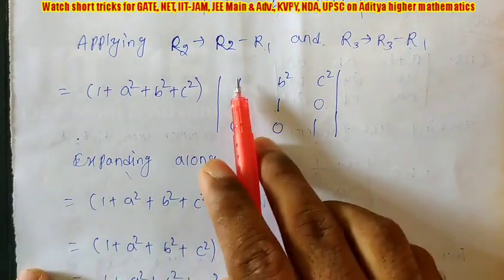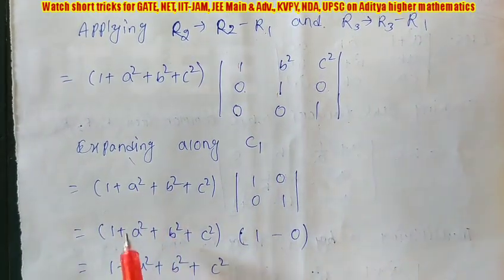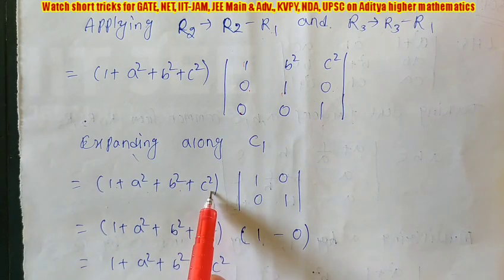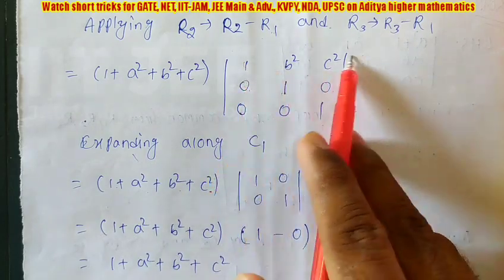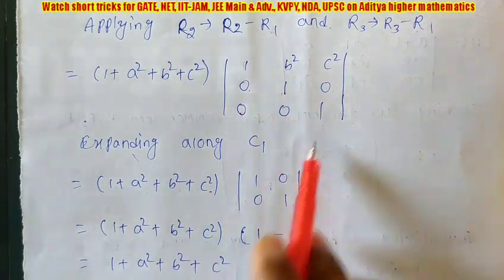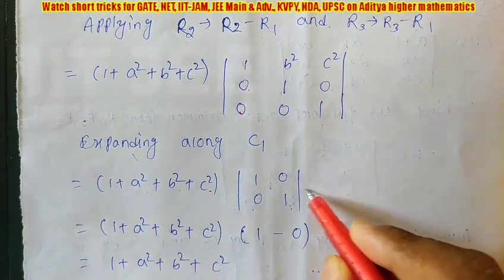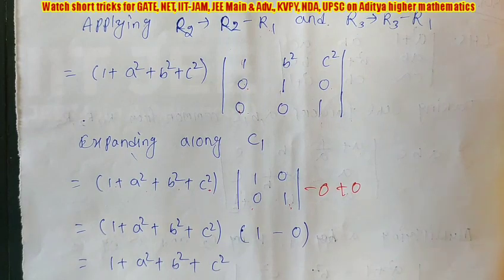So expanding along C1, because we are getting two zeros in a single column. So what is coming? 1 plus a square plus b square plus c square. Now you have to expand column wise, means you have to delete its row and column. So we are getting 1 0 0 1, and the remaining elements are 0. If you write or don't write them, there is no problem.